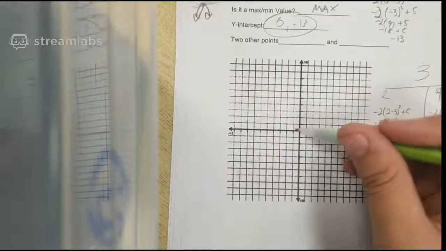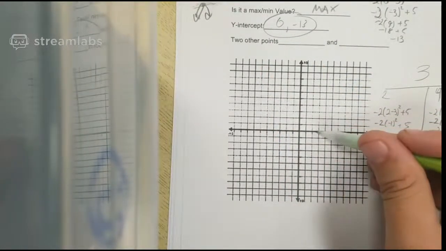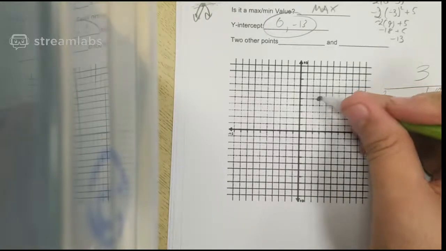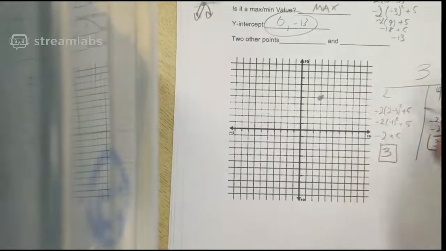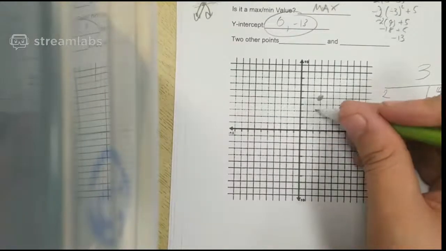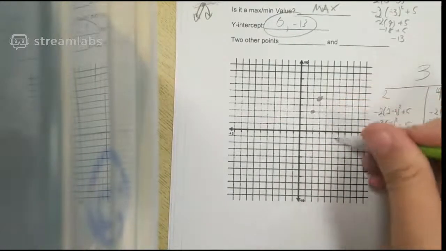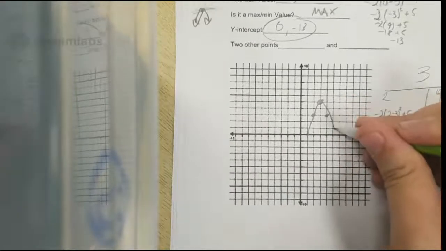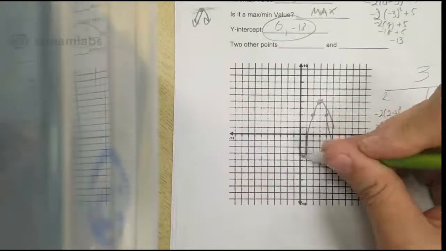So let's see, 3 comma 5 is our vertex. 1, 2, 3, 4, 5. Then 2 comma 4, 2 comma 3, and then 5 comma 3. And like I said, it's a negative guy, so he's frowning. There you go.